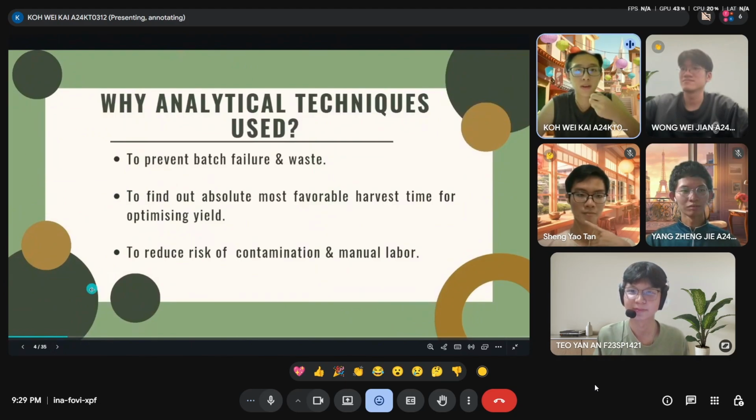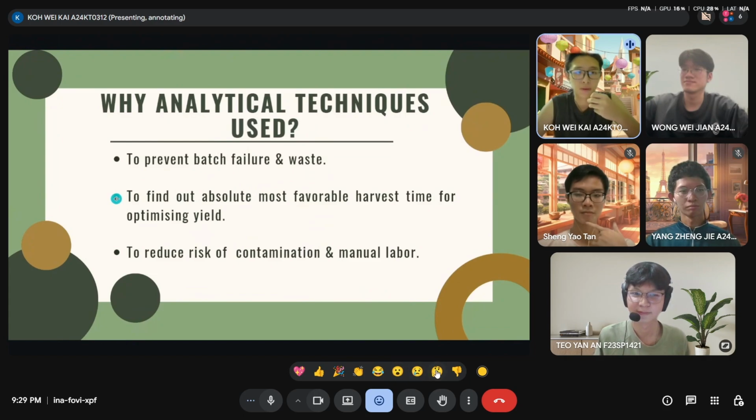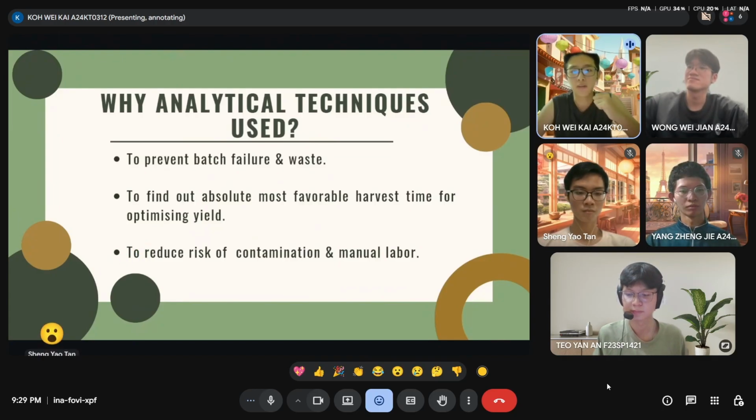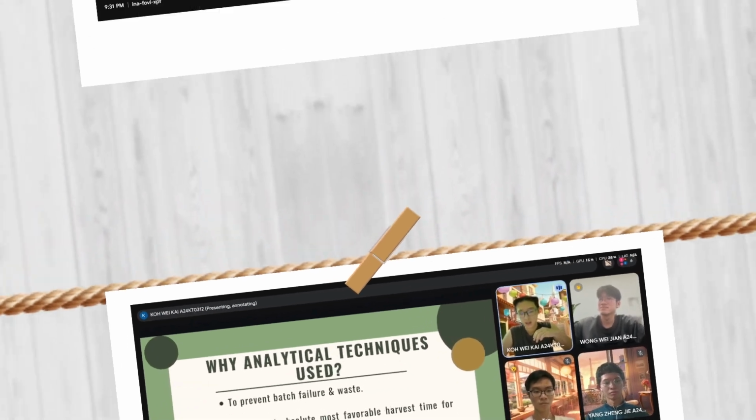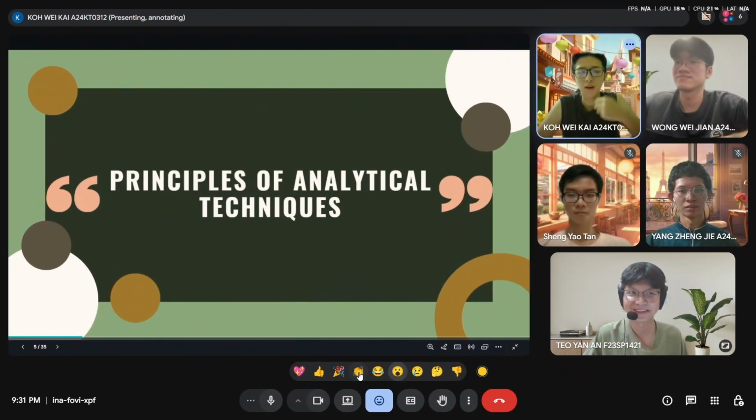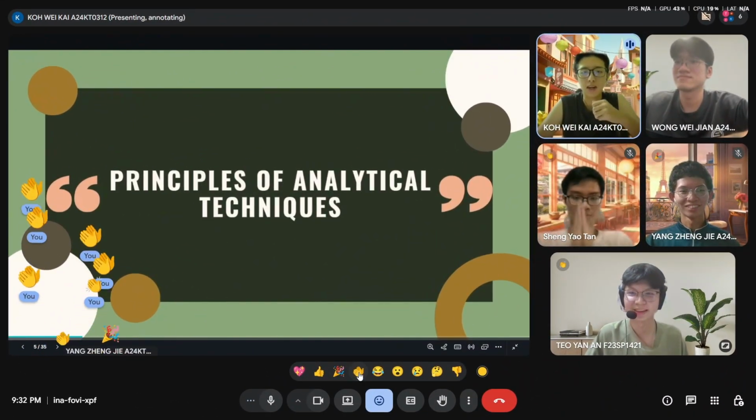Next, why do we use analytical techniques? First, it is used to prevent batch failure and waste. Next, it allows the engineer to find the most favorable harvest time for optimizing yield. Next, it can reduce the risk of contamination and manual labor. And then next, I will invite Wong Wei Jian to explain the principle of the analytical techniques.